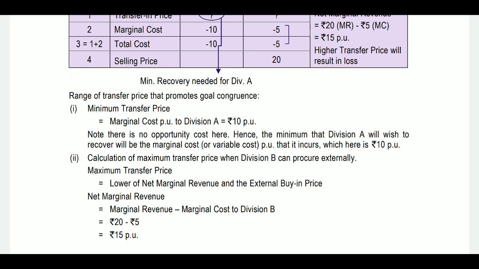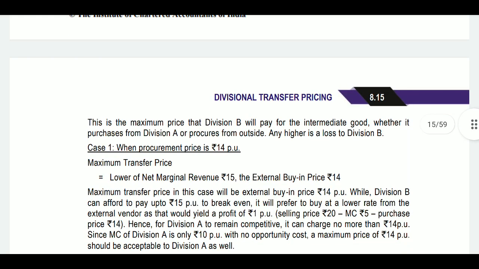Next, the calculation of the maximum transfer price. The maximum transfer price will be the lower of NMR and EBR, that is, net marginal revenue and external buying price. Net marginal revenue will be marginal revenue minus marginal cost, 20 minus 5, that is 15 rupees. And what is the external buying price? They provided two different rates, 14 rupees one time and 15 rupees one time.